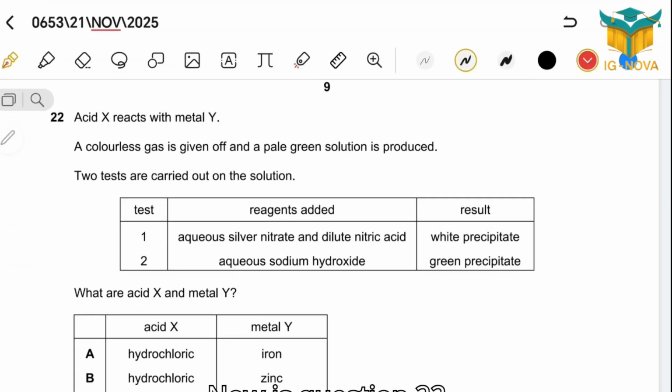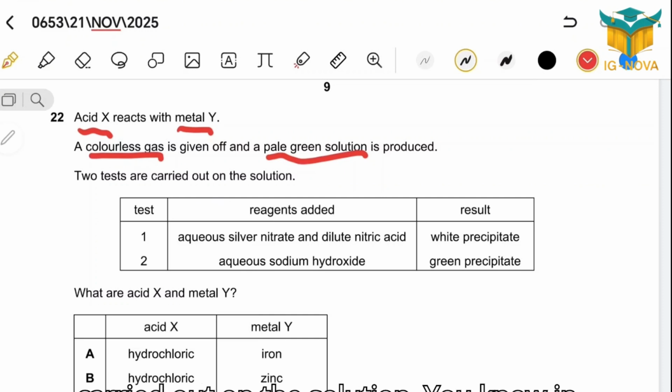Now is question 22. Acid X reacts with metal Y. Once you see acid and metal and he said reacts, that means the metal will displace the hydrogen in the acid. So we'll have salt and hydrogen gas. So a colorless gas is given out, which is hydrogen, and the pale green solution, which is the salt.